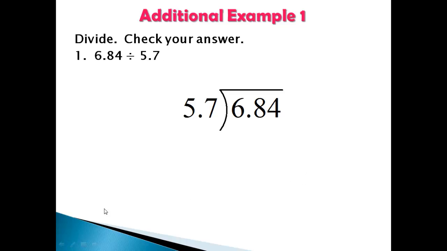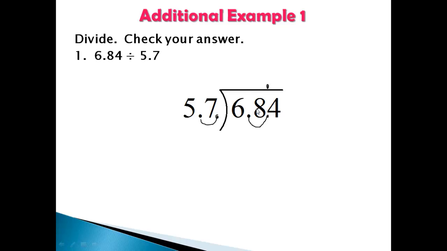The first thing we need to do is make 5 7/10 a whole number, so we have to multiply by 10. When we do that, our decimal is moved over one place. We're also then going to have to move the decimal over one place for 6 84 hundredths, which will make it 68 4/10. Then we can bring our decimal straight above for our answer, and now we just divide.